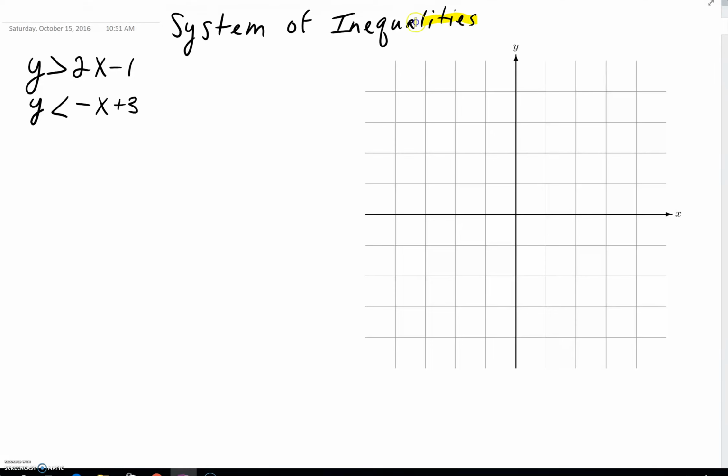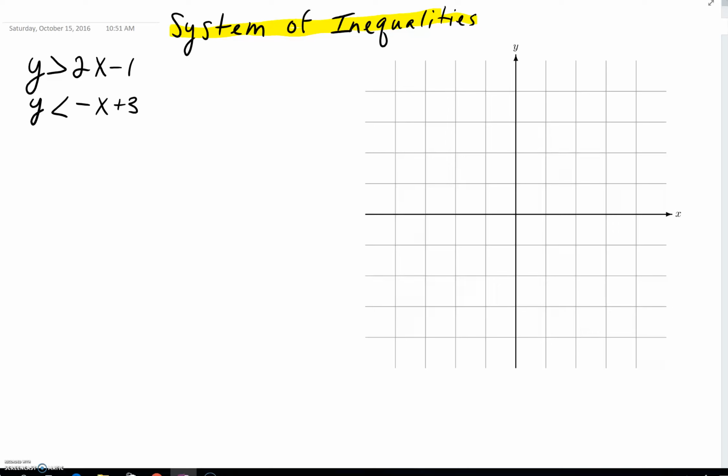All right, so the next thing that we're going to talk about before we get into section 4.9 is a system of inequalities. So a system of inequalities, just like a system of equations, is where we have two or more inequalities together that we need to find the solutions that satisfy both of our inequalities at the same time. All right, so when we do this, there's nothing different than what we were just doing for the linear inequalities.